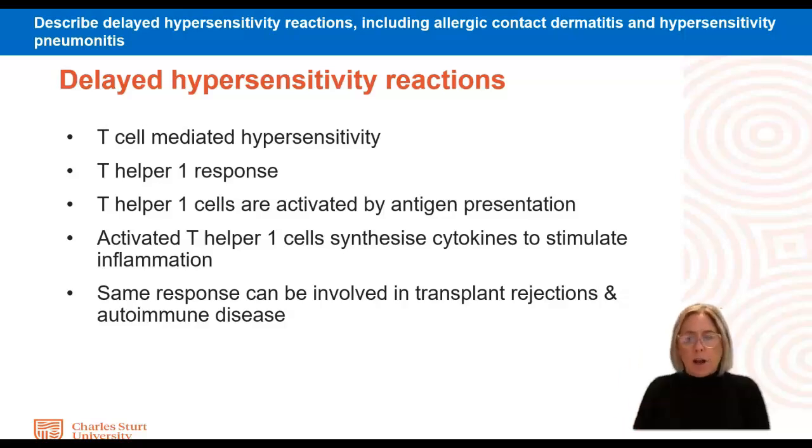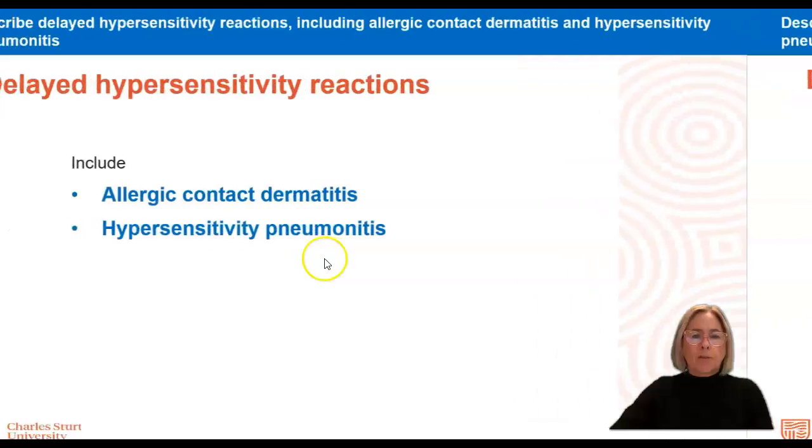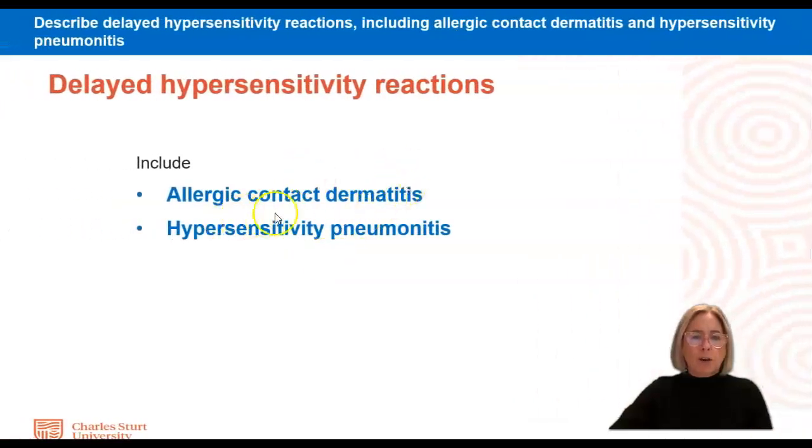So all of this takes time, the antigen presentation, the activation of the helper cells, and also the synthesis of those cytokines. And the same response can actually be involved in transplant rejections. So when somebody gets, say, a transplanted kidney, their immune system can reject it via this same process, and also autoimmune disease, which we'll talk about shortly. And the two examples we've given you for this type of reaction is allergic contact dermatitis, so in the skin, and hypersensitivity pneumonitis in the lungs.